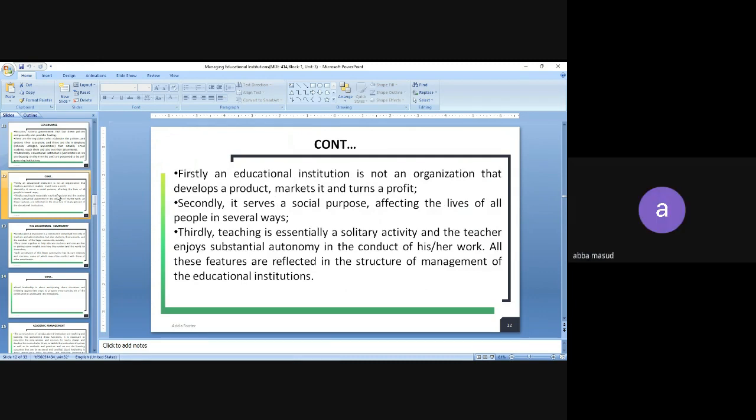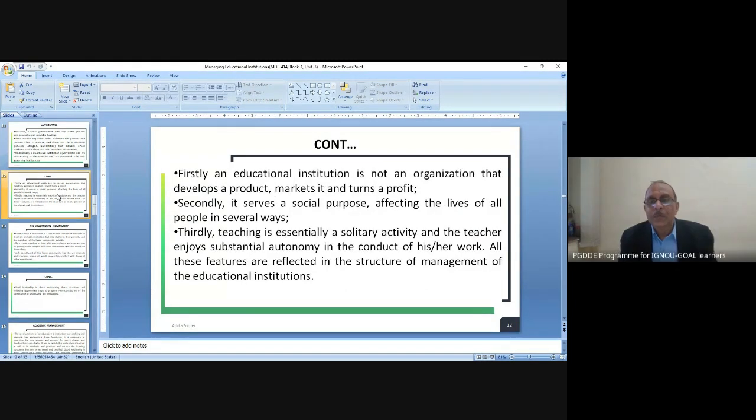Go ahead. An education institution is not a business-oriented profit venture. I have already explained, it affects the lives of people. Yes, education serves a social purpose. Teaching is essentially a solitary activity. The teacher has substantial autonomy.